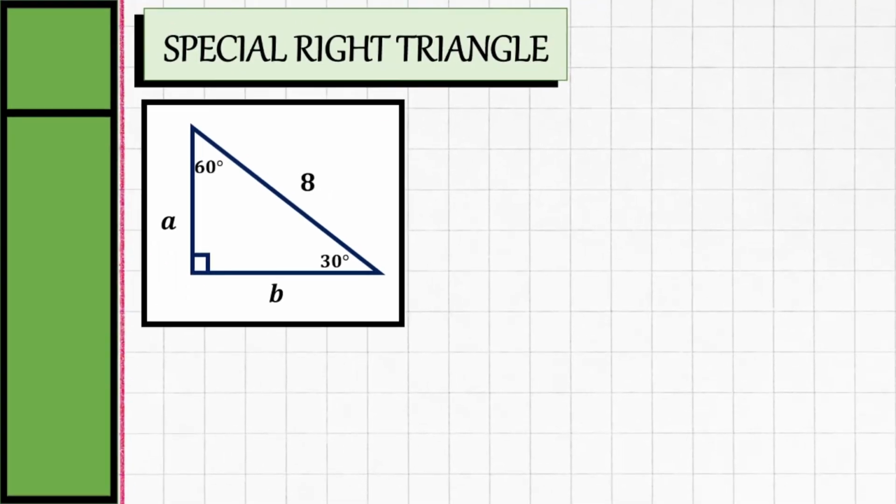Alright, okay, let's have another example. For example, we're given a 30, 60, 90 triangle and our given is the hypotenuse. We're looking for the measurement of the two legs, A and B.